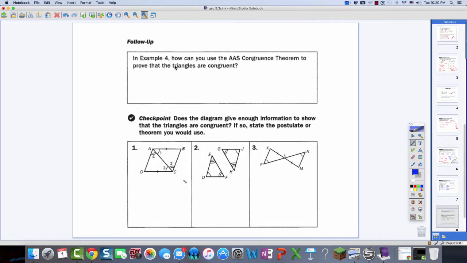These are follow-up questions. Make sure that you complete those. And then that's it for this unit. Good job, guys.